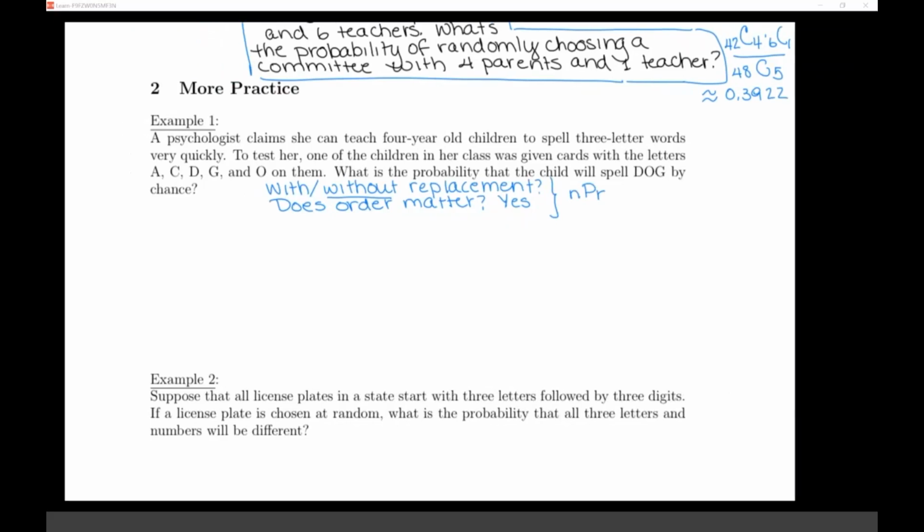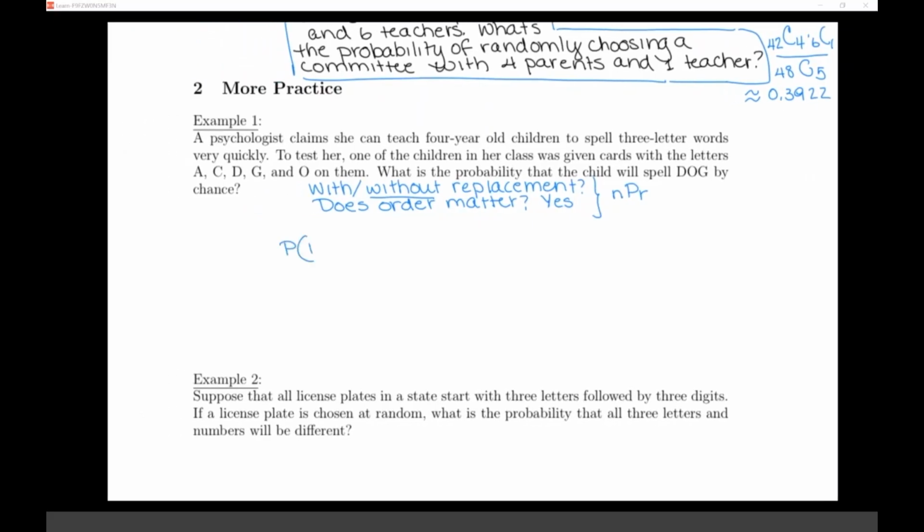Okay, so we want to know the probability that the child spells dog. Well, with those letters, there's only one way to do that. Okay, and that's the child puts down D-O-G. No other selection will work. And in the bottom, we have the total number of ways to choose, I guess I should say permute, 3 of 5 letters. So that's 1 over 5p3.